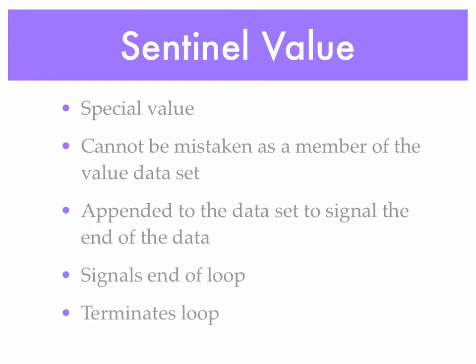A common sentinel value would be, let's say we're putting together a program that will find the average of a number of quizzes, and we don't know how many quizzes we're going to enter, so we just ask the user to enter quiz grade after quiz grade. We'll write our program so that if the user enters a negative number, that'll signal the end of the grades. Hopefully you can't get a negative as a quiz grade. So that's an example of a sentinel value, a value that's clearly not in the data set. Once entered, we end the loop.